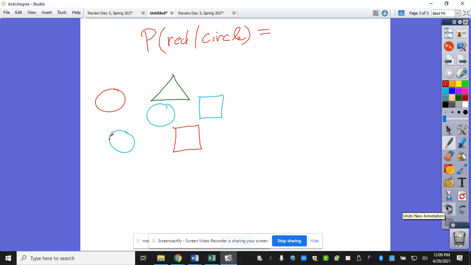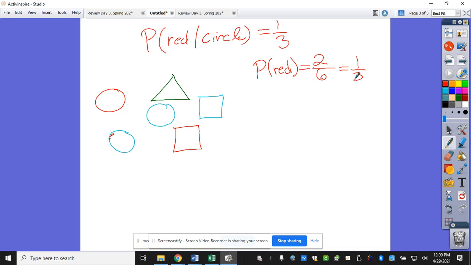What is the probability that it is red, given that it's a circle? So how many of them are a circle? And how many of them are red? Alright, so I want to know if this is the same as this, or how many of these are red out of how many? Which is what?